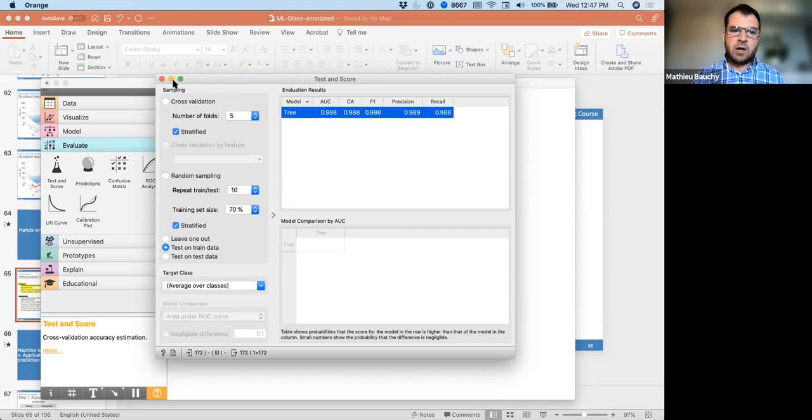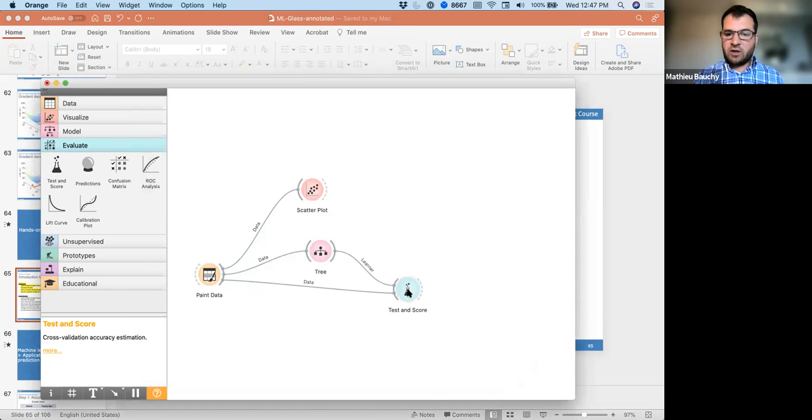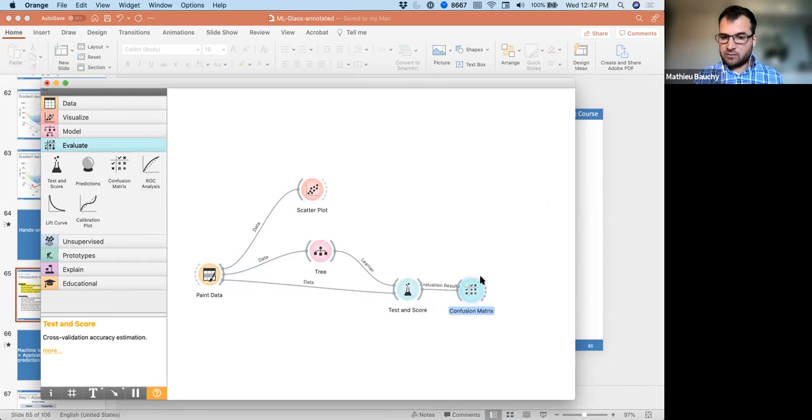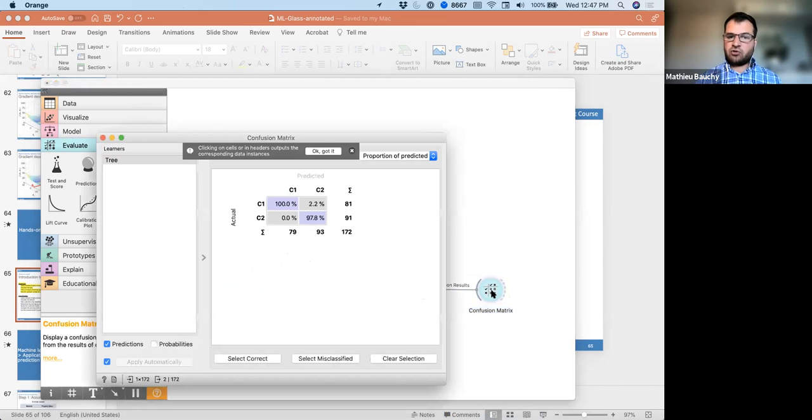So one useful way to understand what the model gets right and what the model gets wrong is to draw something called the confusion matrix. For the confusion matrix, again, I can just link it to the Test and Score and add this widget. What the confusion matrix is going to show you is how good the model is at predicting the color of each data point. So this confusion matrix looks like this.